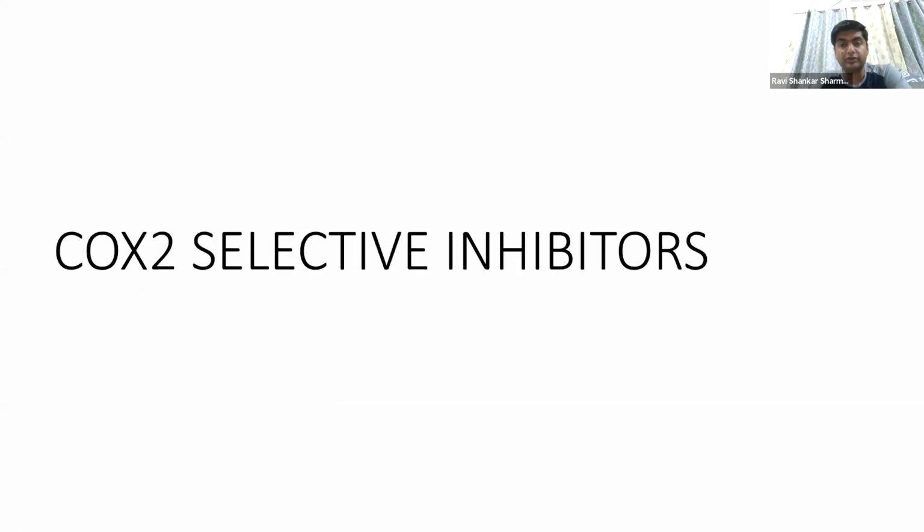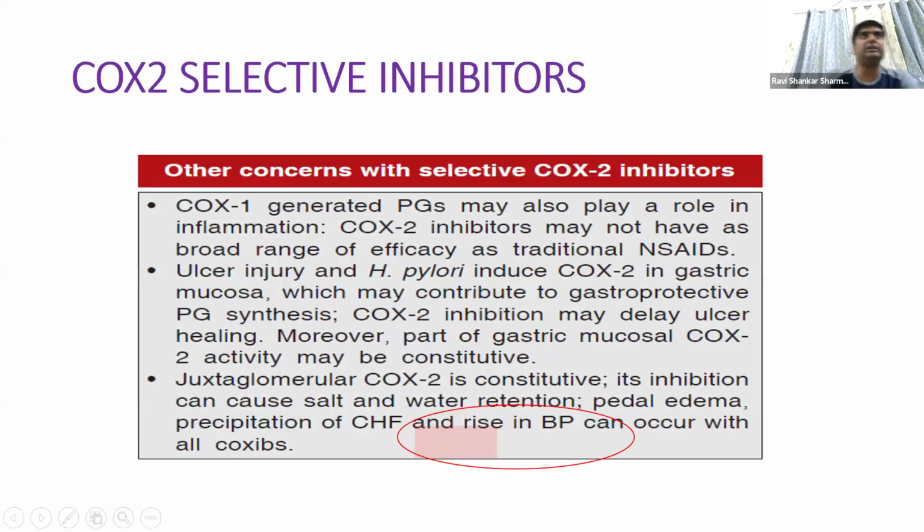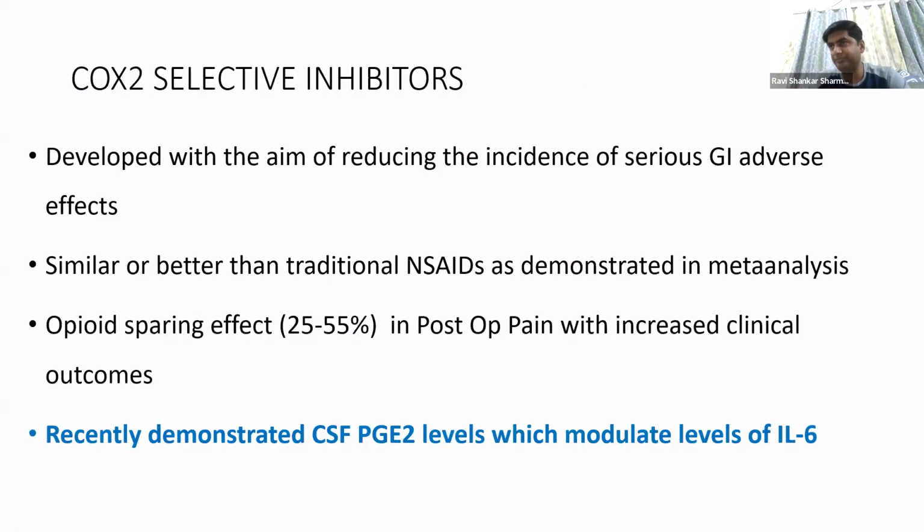Okay, then comes COX-2 selective inhibitors. COX-2 selective inhibitors were especially developed with the aim of causing a lesser amount of GI side effects, as you might know. Yes, lesser amount. But definitely the two drugs among the selective COX-2 inhibitors which were banned were rofecoxib and valdecoxib.